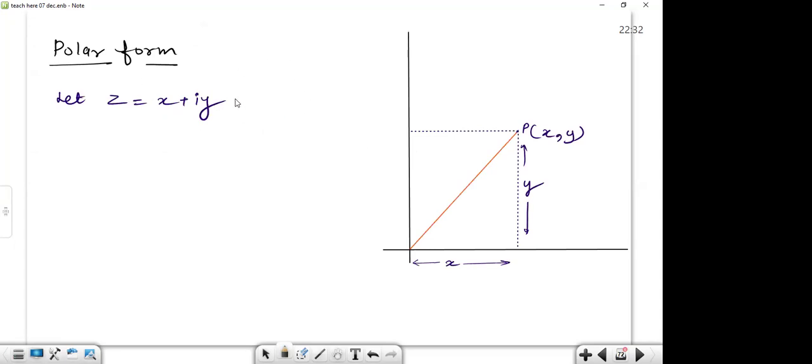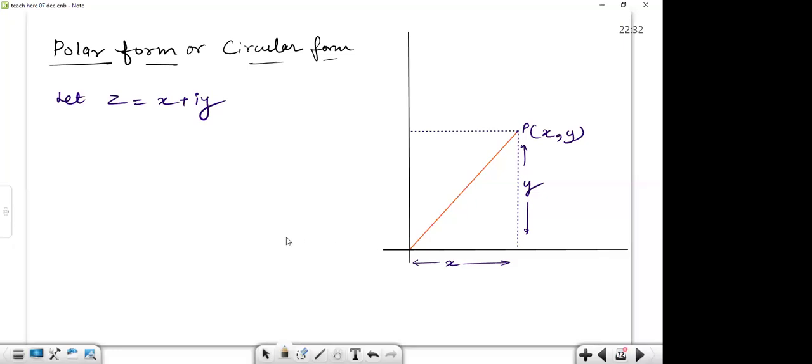So let's now discuss the polar form of a complex number, if everything is clear about the amplitude and magnitude of a complex number. Polar form, or circular form, as we also know it.